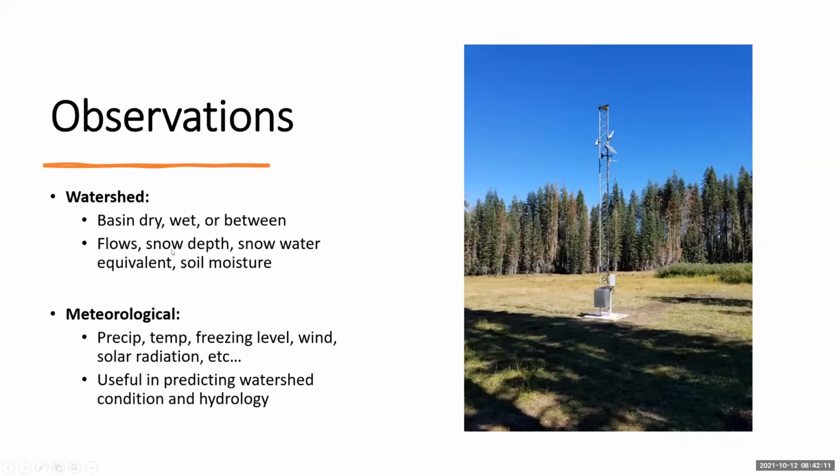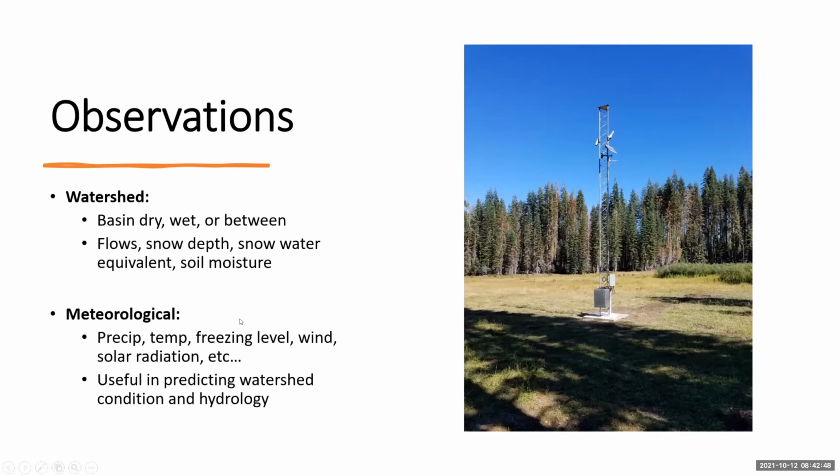You also have snow depth and snow water equivalent, so how much water is sitting in terms of snow up in the upper watershed, and how quickly that may come off in some of these warm events. So that informs spring refill and long-term or seasonal storage management. And then also you have soil moisture gauges, which also help inform the basin conditions there.